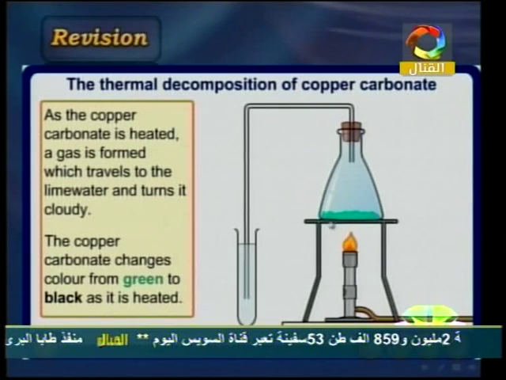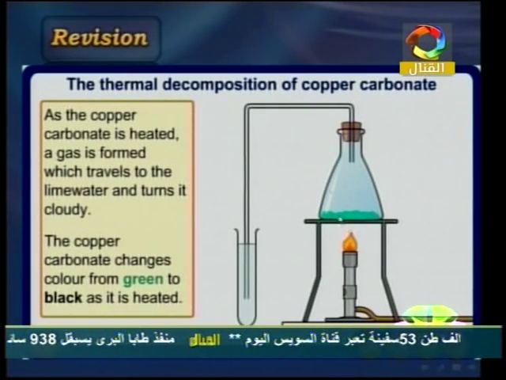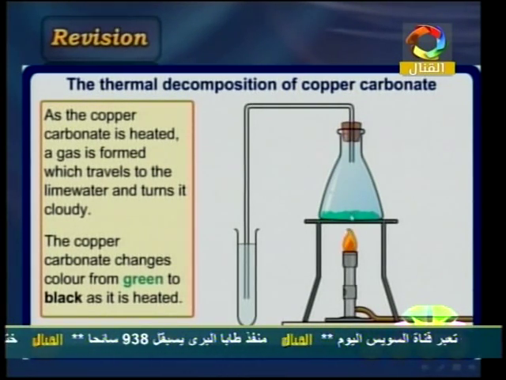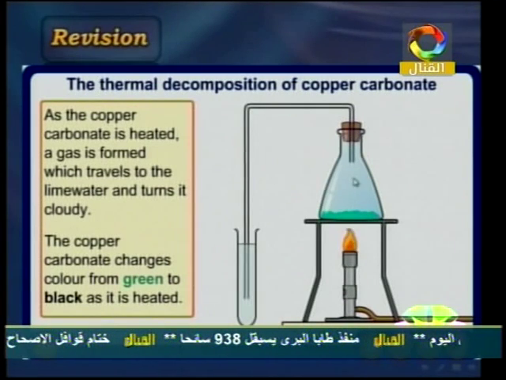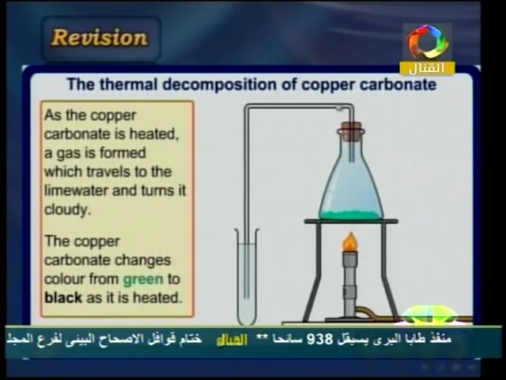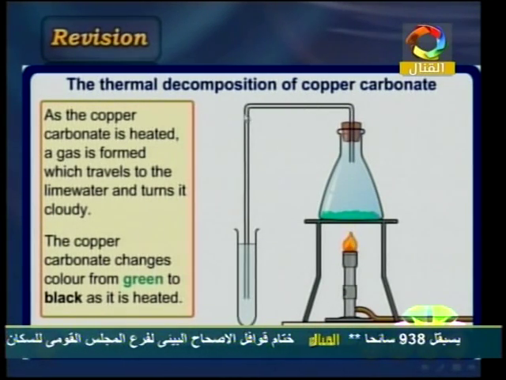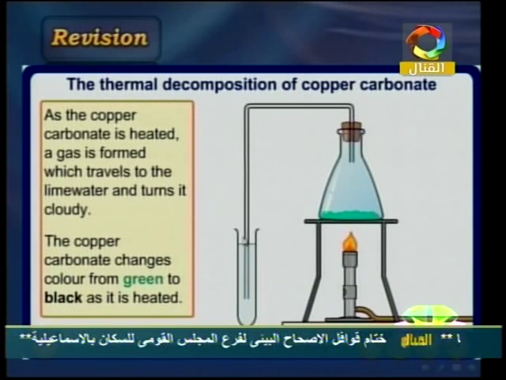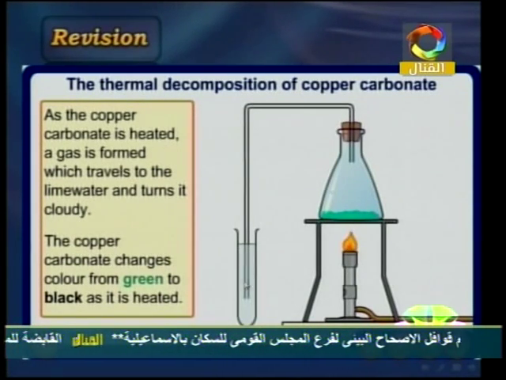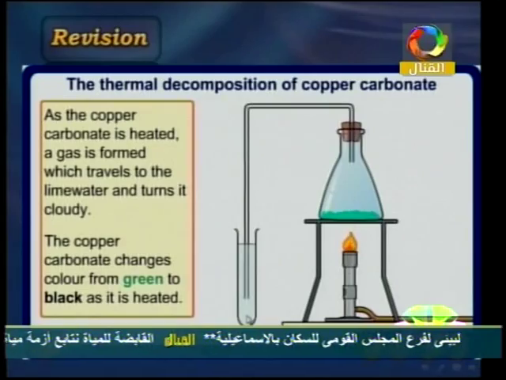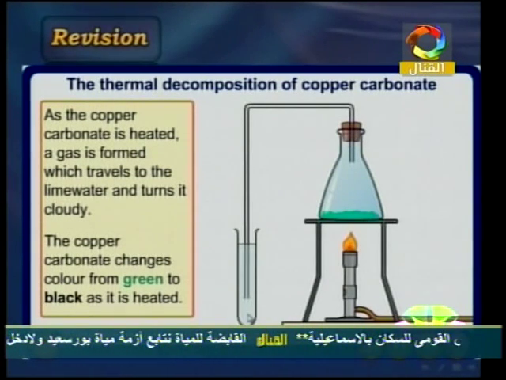If I have some amount of copper carbonate here and I heat it like this, the gas that is produced moves here through this type of tube. This is a U-shaped tube, or connected tube, to reach what? To reach the lime water here. This is clear lime water.